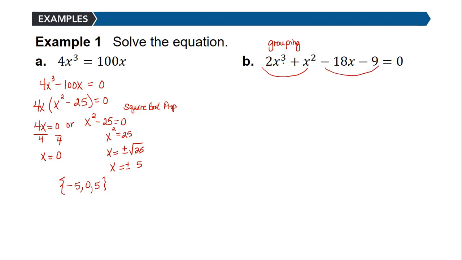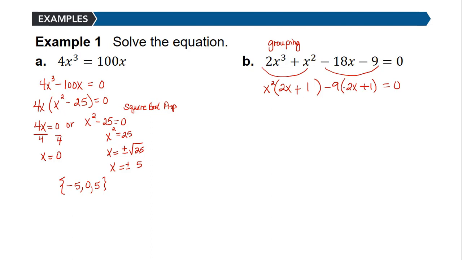The first two, 2x cubed and x squared, have an x squared common. When I divide out by the x squared, I'm left with, in parentheses, just 2x plus 1, right? X squared into x squared is 1. Then negative 18x minus 9, there is a negative 9 common. I always want to factor a negative GCF if the negative is leading in those terms. When I factor out a negative 9, that leaves a positive 2x, and negative 9 into negative 9 is plus 1. And then this is equal to 0.